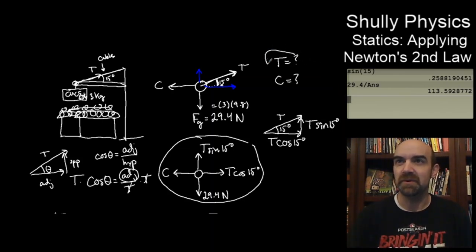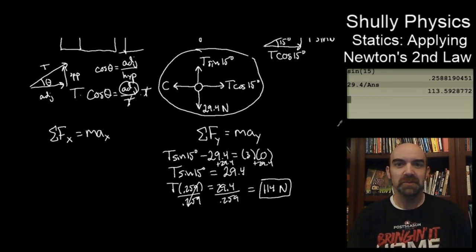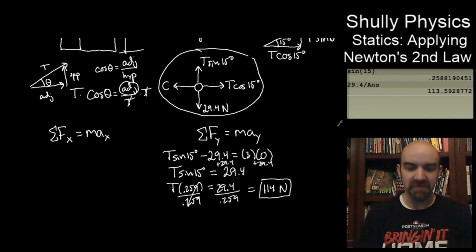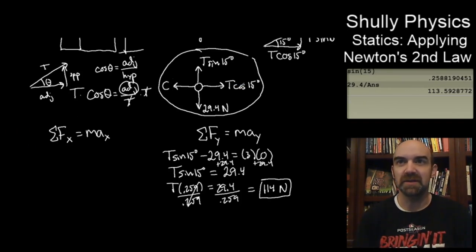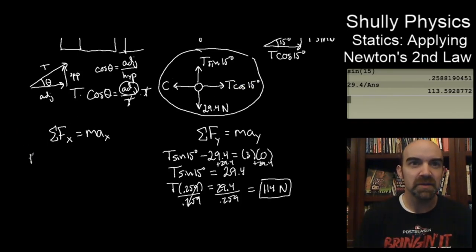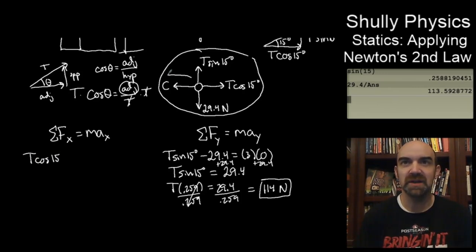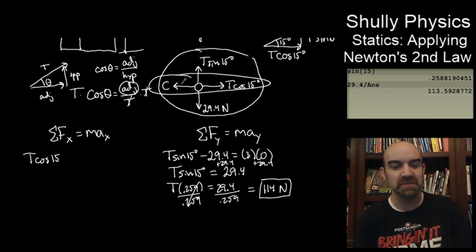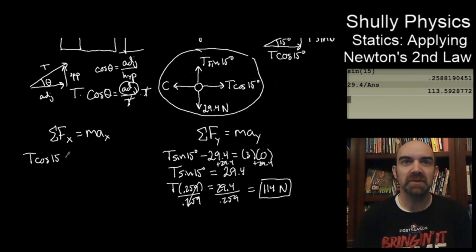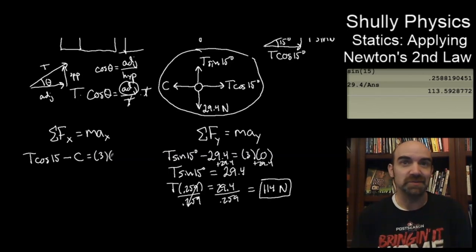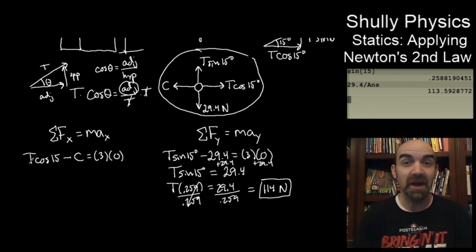So we've already solved for the tension. Now what about the compression? Well, that's going to come from the x direction. We have c going to the left and t cosine 15 to the right. If I start out with that t cosine 15, as we sum the forces in just the x direction now, so we're only looking at these forces, I have t cosine 15 to the right minus c to the left equals mass times, again, Prince Charles wants this to be a zero acceleration. So mass times zero.